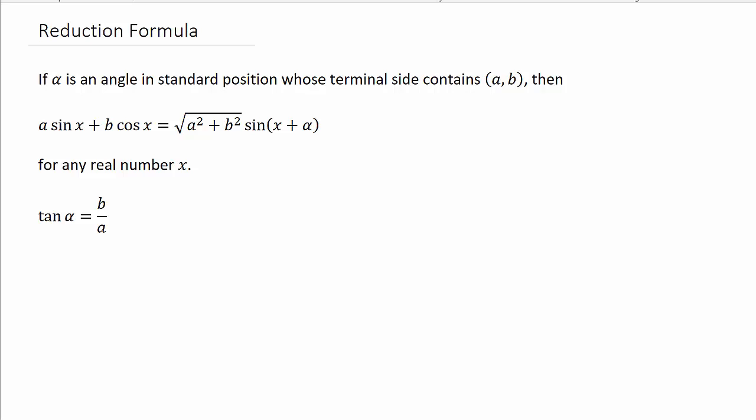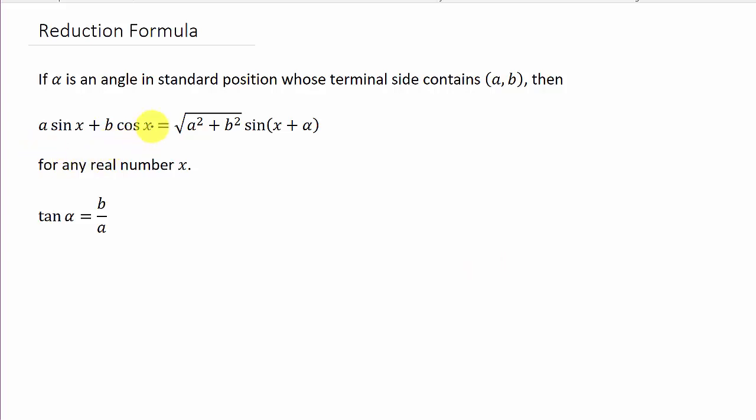Alright, so in this video, we're going to learn how to use the reduction formula. I'll have four different examples. The difference in the examples is the alpha. It'll be in different quadrants in each video. I'll have a video where alpha's in the first quadrant, another one that's in the second, then another one third, another one fourth. So you can check them all out.